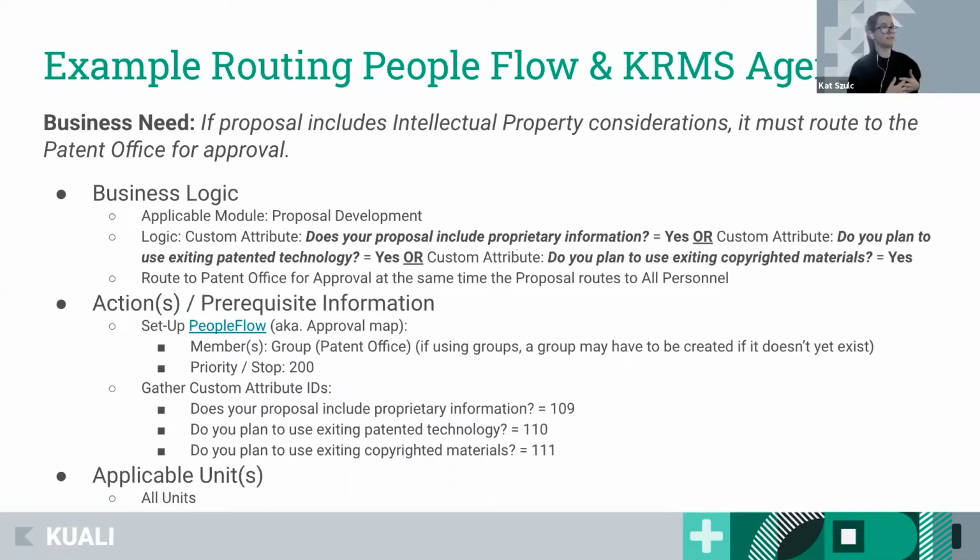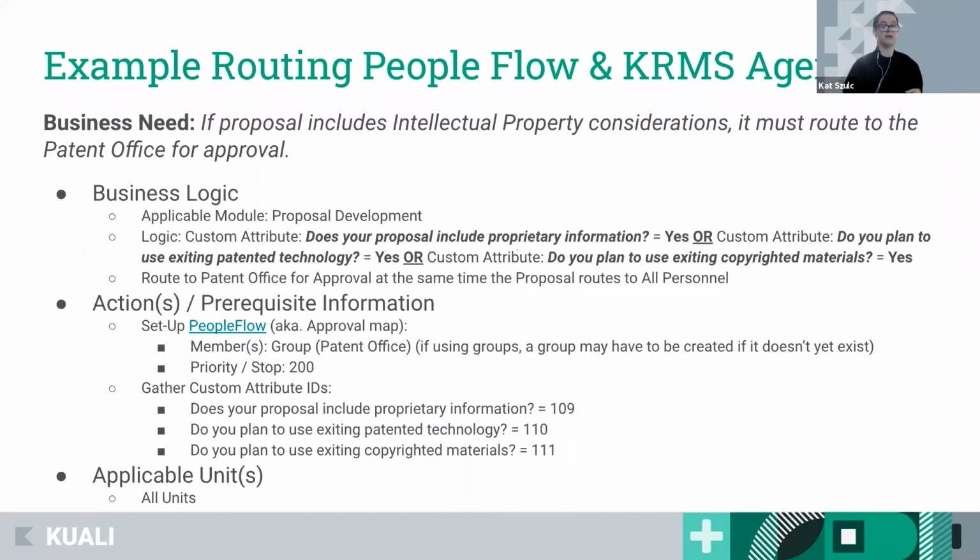I'm working in the proposal development module. If a proposal includes intellectual property considerations, it must route to the patent office for approval. So again, a very high level business needs statement. Now, as someone responsible for having to build this logic into the system, I need to be more detailed in identifying, first of all, how am I tracking intellectual property on my proposal?